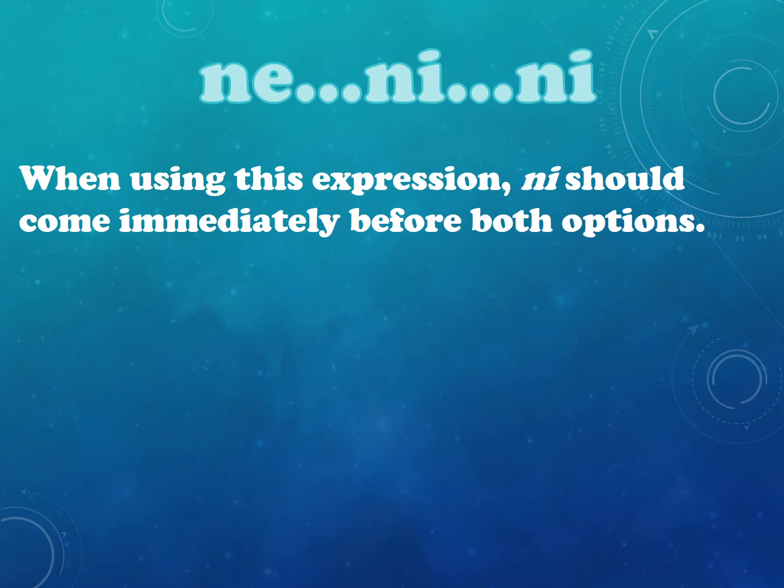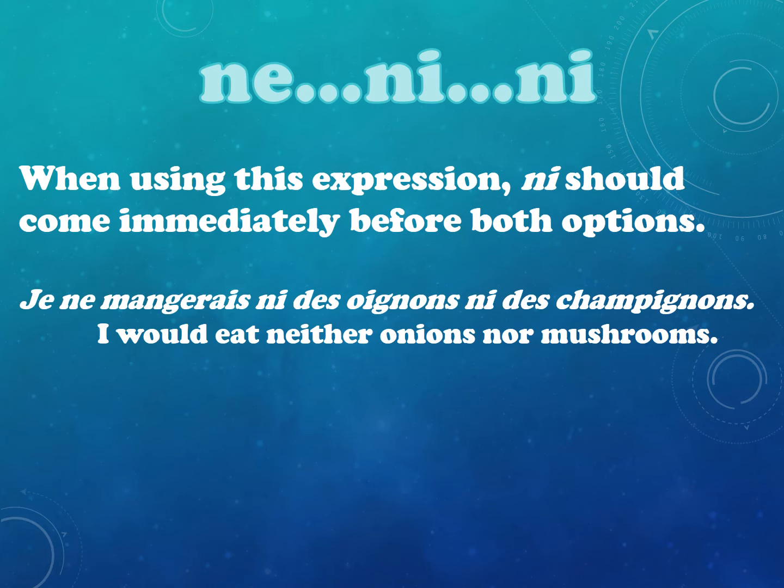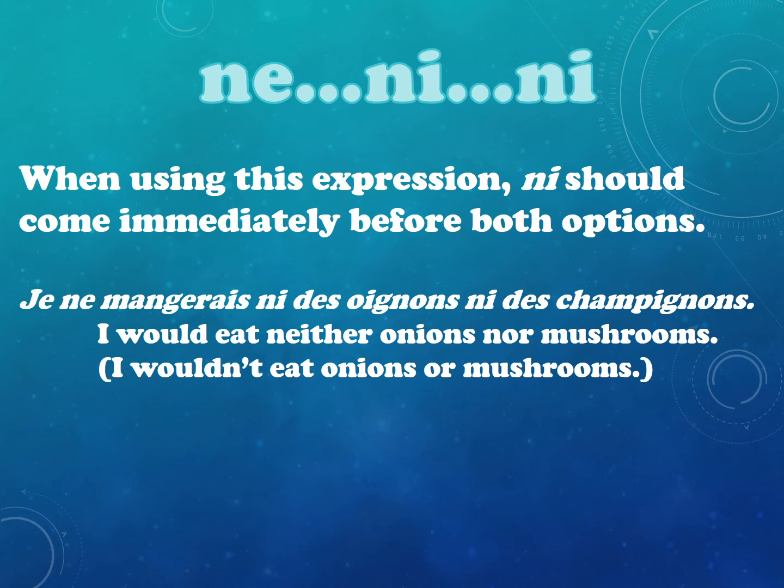Ne ni. When using this expression, ni should come immediately before both of your options. Je ne mangerai ni des oignons ni des champignons. I would eat neither onions nor mushrooms. In English, we would say I wouldn't eat onions or mushrooms. But in French, you cannot use the word or, which is ou, in the negative. In the negative, you put ne before the verb, and then you put ni before the options that are negative.